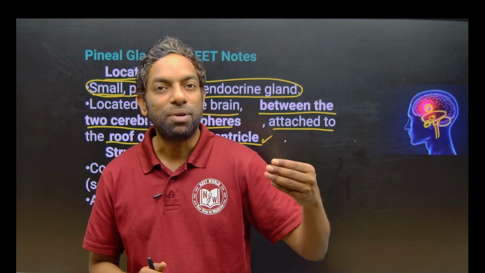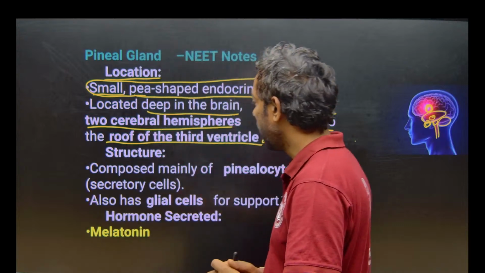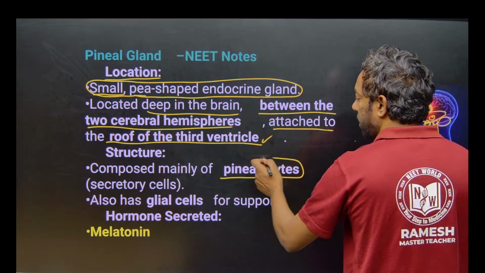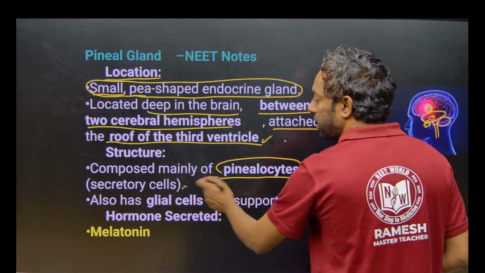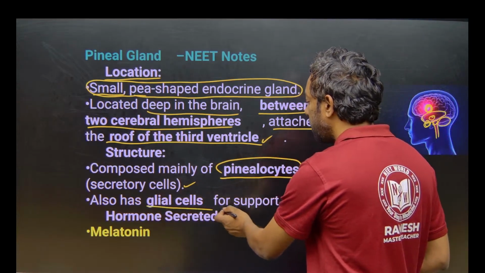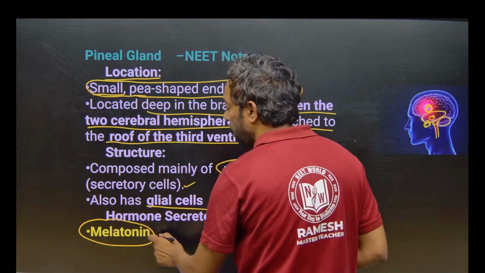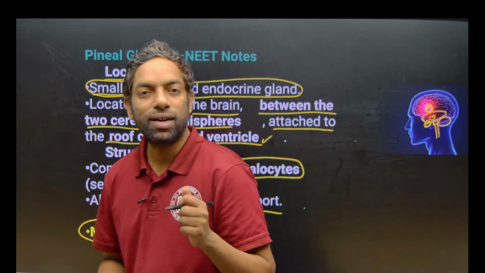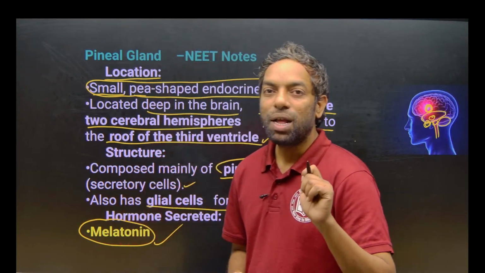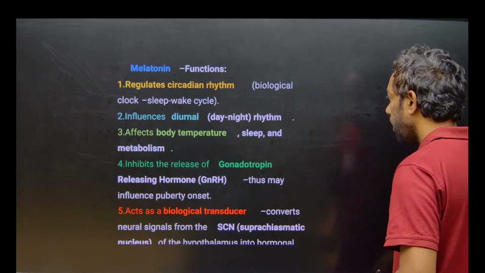The pineal gland has another name, epithalamus. It is composed mainly of pinealocytes, which secrete the hormone, and glial cells that support them. The pineal gland secretes the hormone called melatonin. This is important.